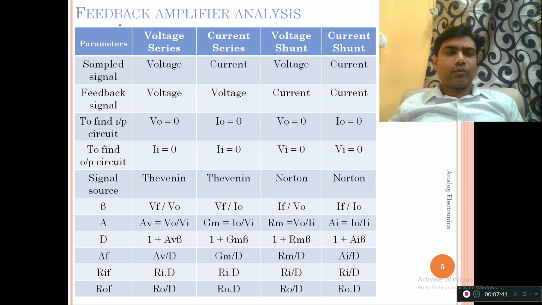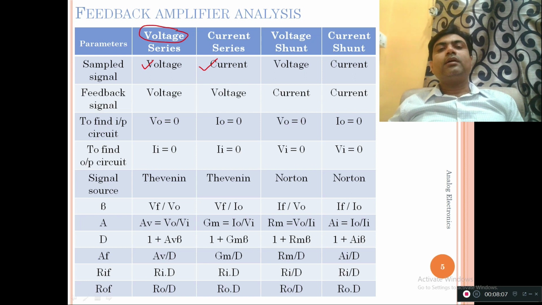Just for a glance, we have to look at it. These are the 4 different configurations that we have studied: voltage series, current series, voltage shunt and current shunt. When I say voltage series configuration, then we are sampling the voltage, and if it is current series, I am sampling the current. I already told you that the first element always tells me which sampling is going to be done. If it is written voltage, it is voltage sampling. If it is written current, it is current sampling. So accordingly, you can identify which kind of sampling is done.